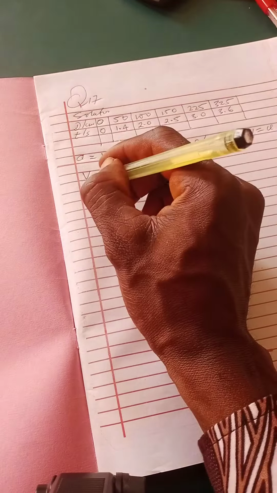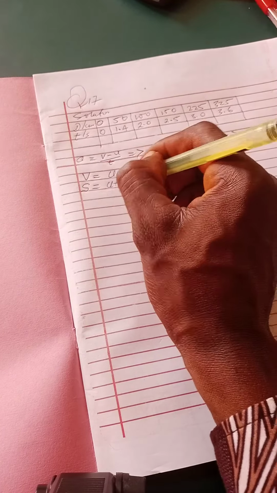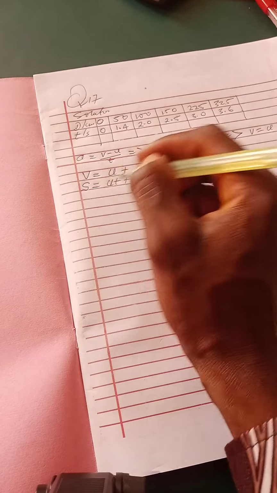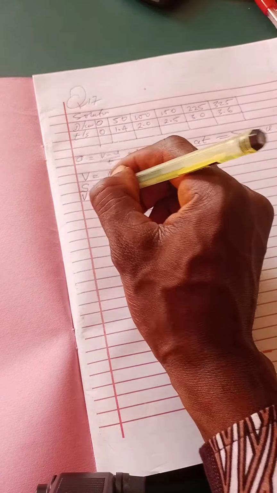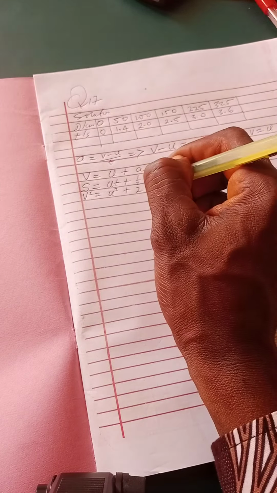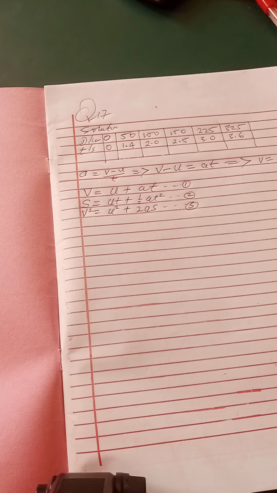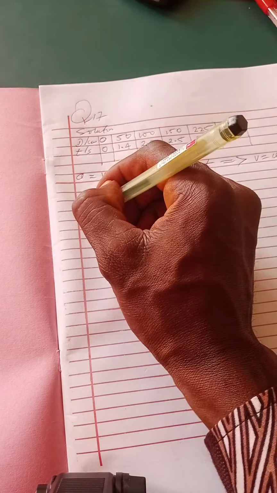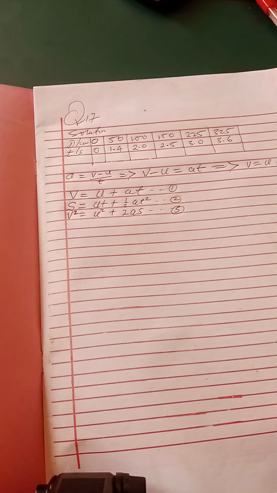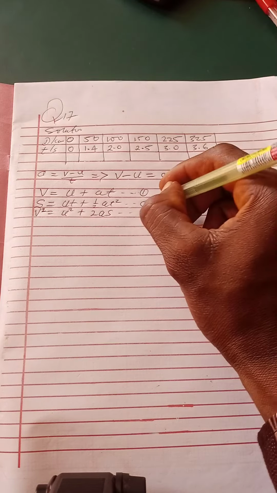The second one, you have distance S equals UT plus half AT squared. Call this equation 2. The third one is V squared equals U squared plus 2AS. We call this equation number 3. Please take notes. V squared equals U squared plus 2AS. So the equation we are going to use to solve this technical question is equation number 2.